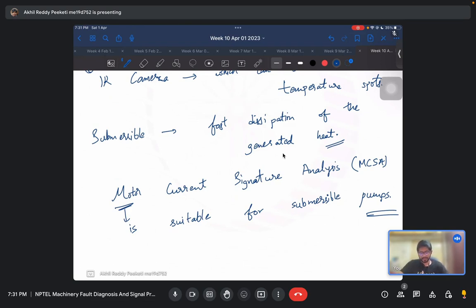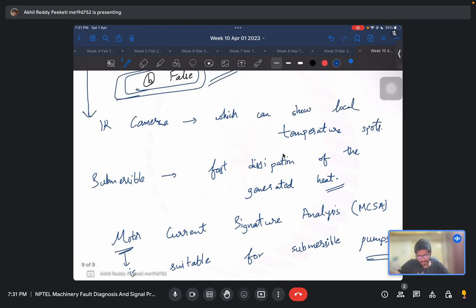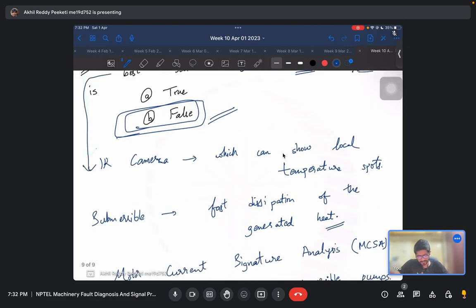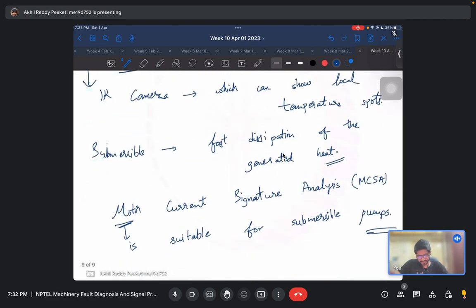So this is what is mainly used for the submersible pumps: motor current signature analysis, and not thermography or vibration-based accelerometer-based testing. Use motor current signature analysis.